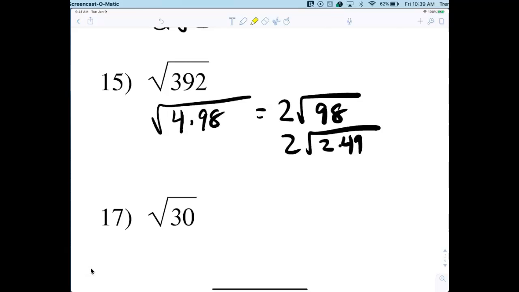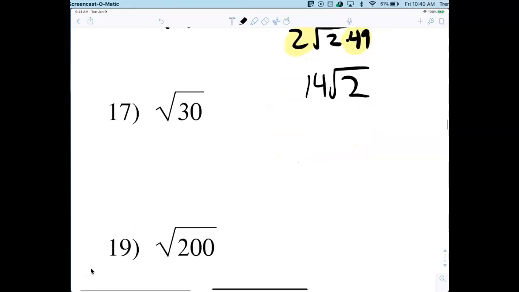All right, Miss Hulsman, what's the square root of 49? So there's a 2 already out here. So what do I do with the 7 and the 2? That's right. That's why the answer is 14 radical 2. All right, once again, I'm doing a whole bunch of work up here. Hopefully you got that written down.